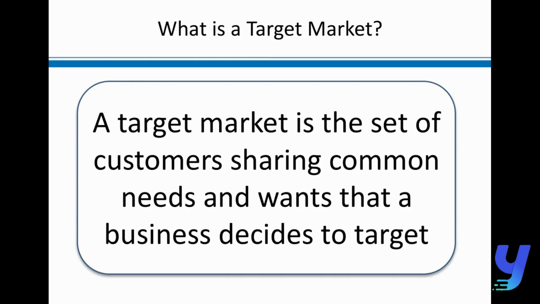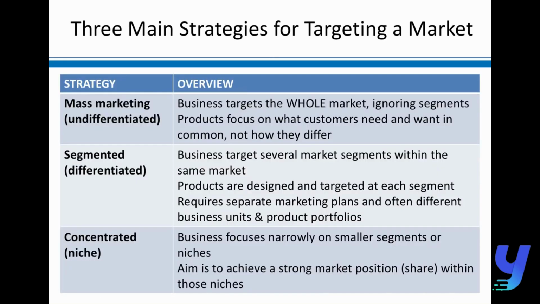The next issue is how do you target the customers in the segments that you want to compete in. There are three different ways of targeting a market. Let's just briefly look at those. Firstly, there's mass marketing, which is sometimes known as undifferentiated targeting. And the strategy here is that you target the whole market. You don't spend too much time trying to break the market down into different segments. You try to find ways in which all customers' needs and wants can be met and try to deliver a product that meets all of those needs and wants.